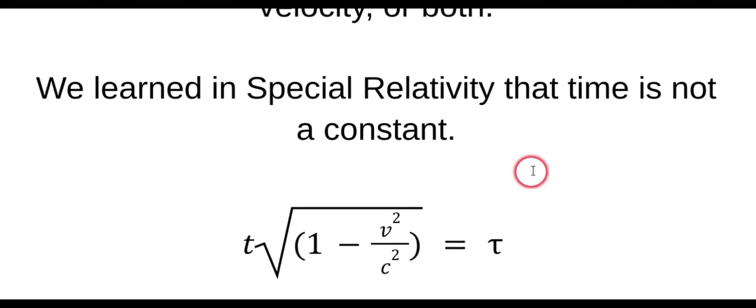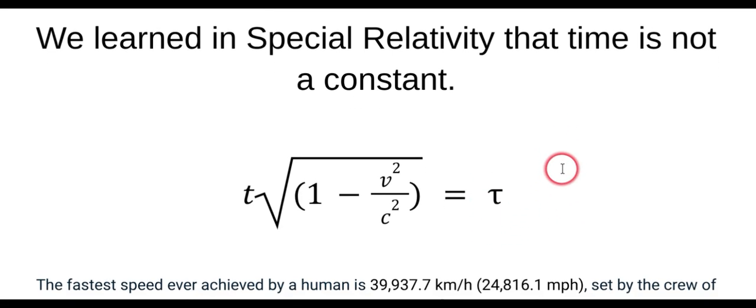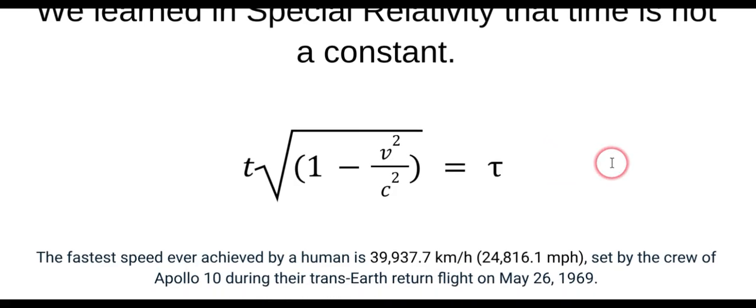So we looked at this equation the other day. We said this t, called coordinate time, times this factor, is equal to this tau, called proper time. So as an example, this would be the time of an observer stationary on Earth, and this would be the time of someone zooming around in a rocket ship. All right? So I asked this question to Google: what's the fastest humans have ever gone? And here's the answer. It's about 40,000 kilometers per hour, set by the crew of Apollo 10 in 1969. I won't tell you how old I was, but I saw this.